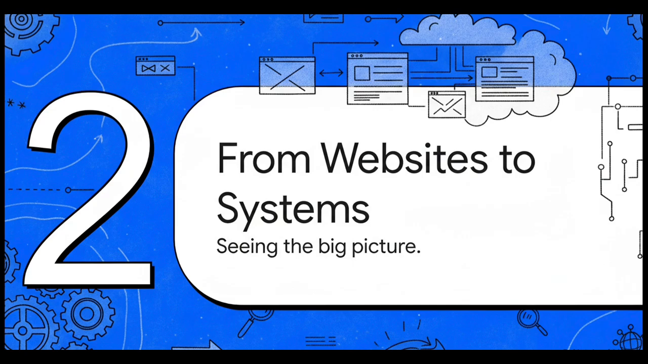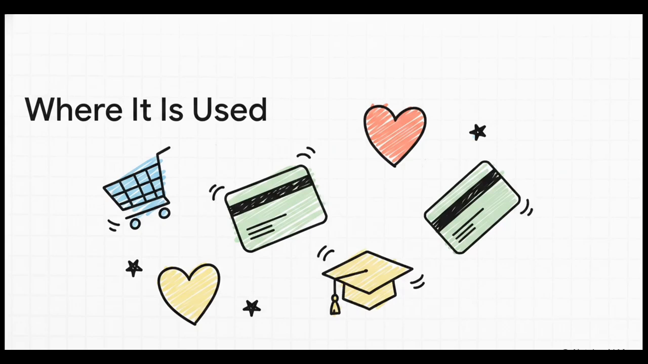Okay, so now that we know the three core parts, let's move on. Section 2. From websites to systems. This is where things get really interesting, where we start to see the big picture. I mean, think about it. Web development is everywhere. It's the engine behind the e-commerce giants, the social media apps you can't put down, your online bank, those educational platforms, literally any digital service you can imagine. If it runs in a browser, you're looking at web development in action.